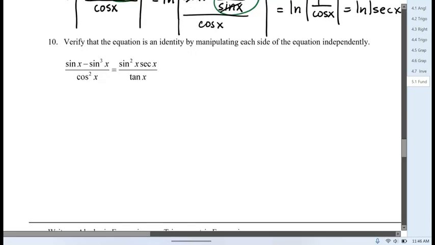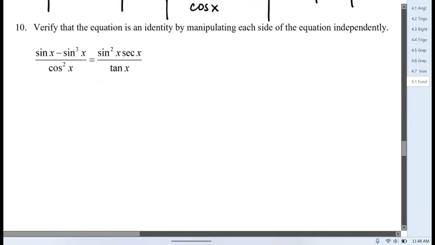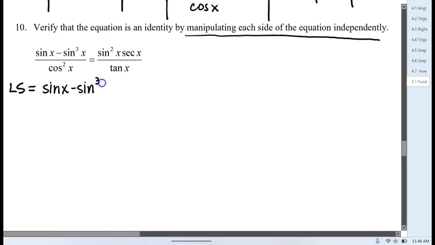In example 10, we again want to verify this identity. They have this extra directive to manipulate each side of the equation independently. I'm going to mostly disregard that because that's exactly what we have been doing. That means to start with the left side or the right side. Start with one side and manipulate it to show that you get the other side.